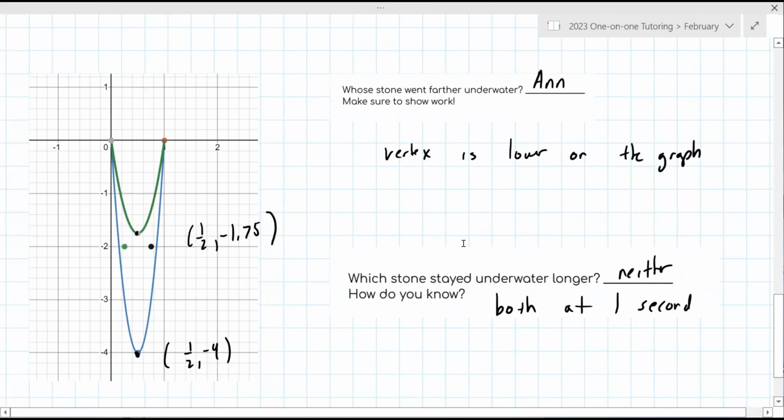Okay, so what I was trying to get you to see, I guess we'll go through this again, is the one who's got the lower vertex is the one that went underwater further. Let's just backtrack. Did you get something like this down? Anne is the one who went further underwater. Great. And it's because the vertex is lower on the graph. Literally that graph goes down further than this one. And then we tried to answer this one by comparing it to you and your friend swimming underwater. Well, neither of you were longer because you both were underwater for the same amount of time.